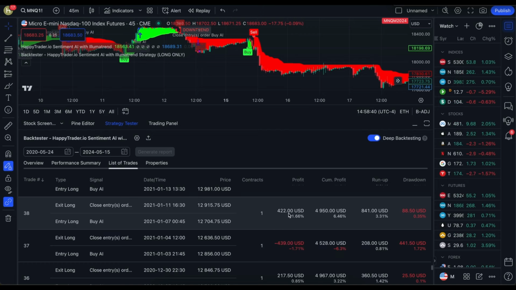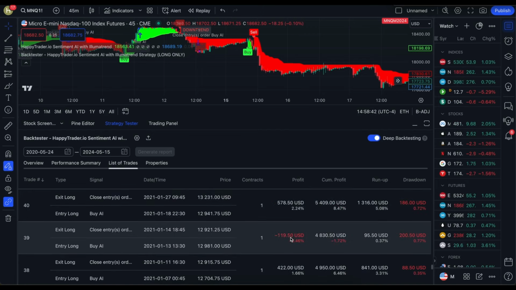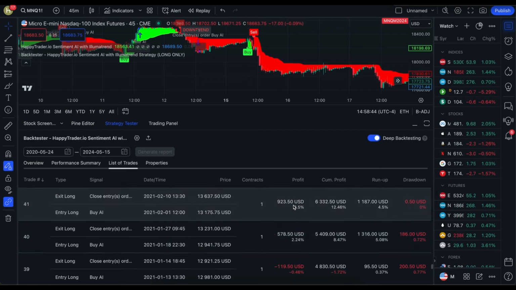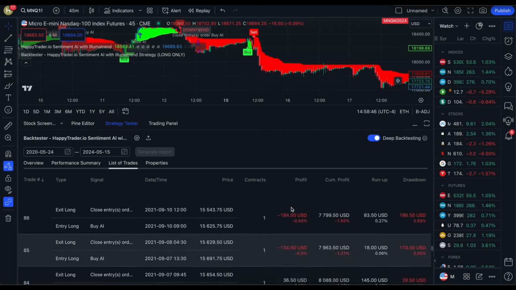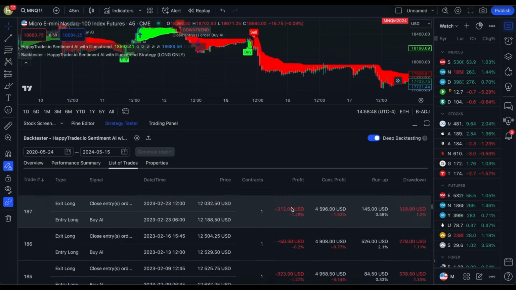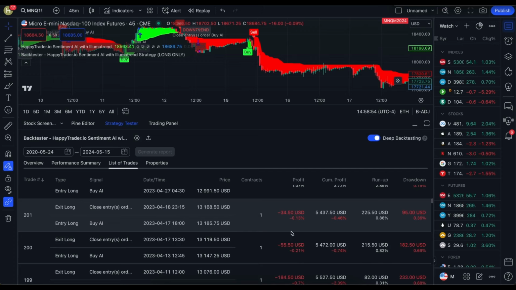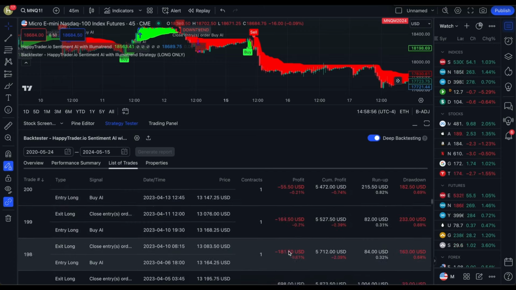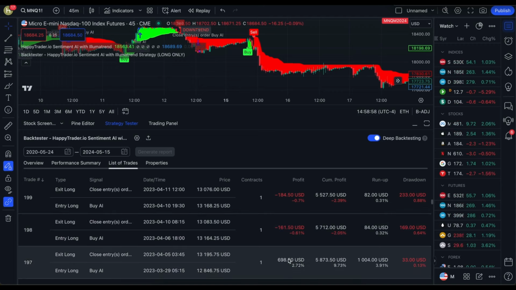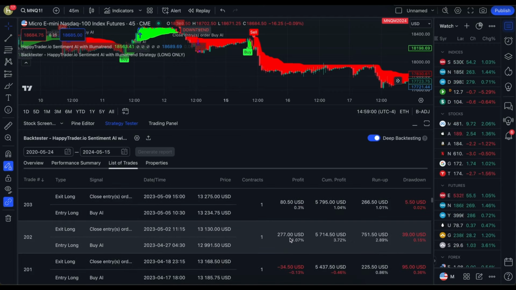But you can see here a 422 winner. We had 119 loser, 578, 923, 146. And then if we go up to more recent, you can see that we have a $34 loser, a $55 loser. We have this string of losers, but look, under that was a $700 winner. Then we had a 277. You get the idea with that.